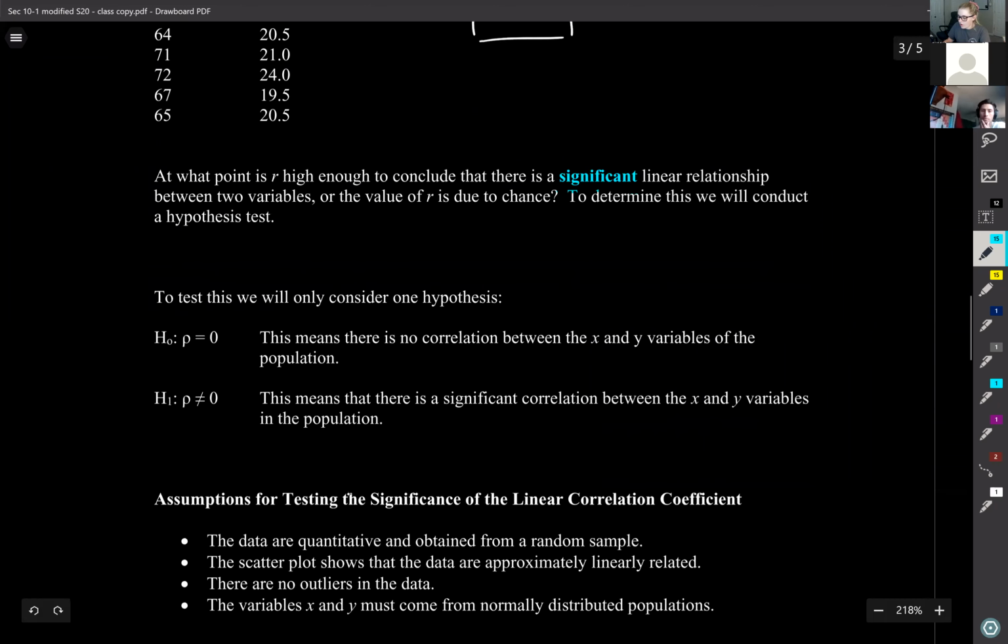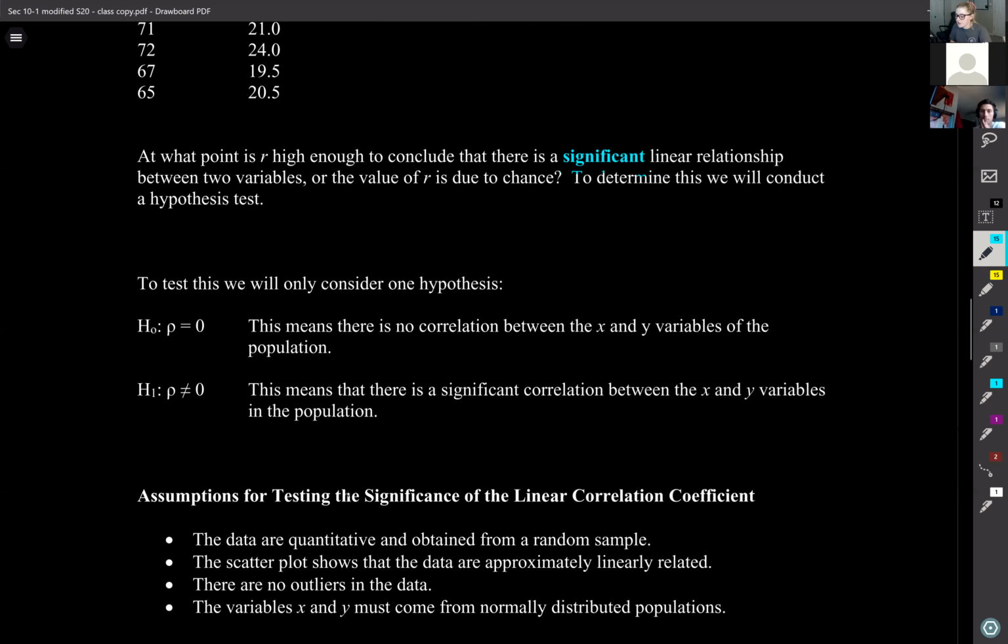So we have our null hypothesis, which says that there is no correlation between the X and Y variables of the population. So that is that rho is just 0. So there's no correlation. And then our alternative hypothesis is that rho is not 0, which means that there is a significant correlation between the X and Y variables. So if we're ever doing hypothesis testing with correlation coefficients, it's one hypothesis, it's always the same. It's rho is 0, rho is not 0. So that at least makes it easy.